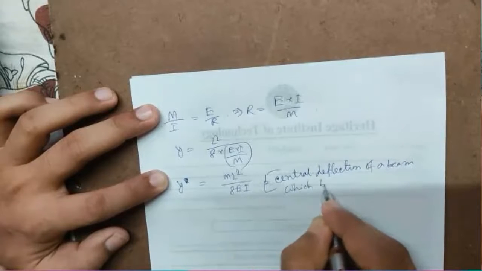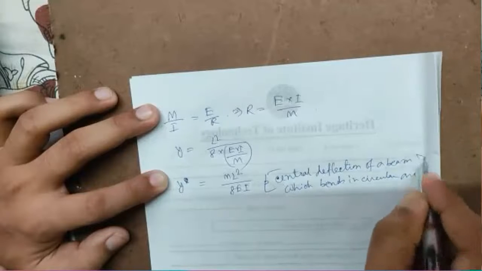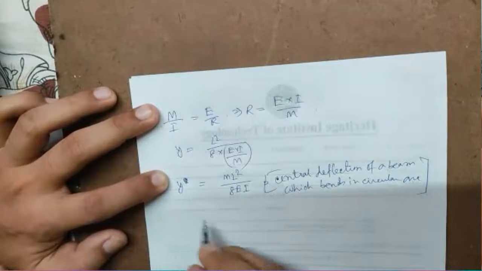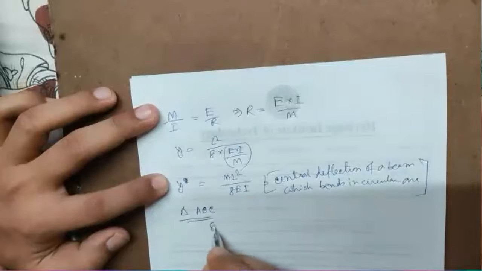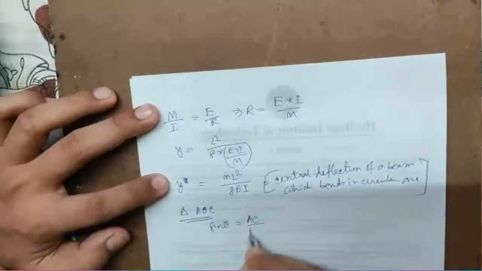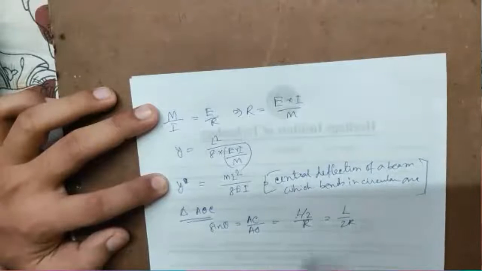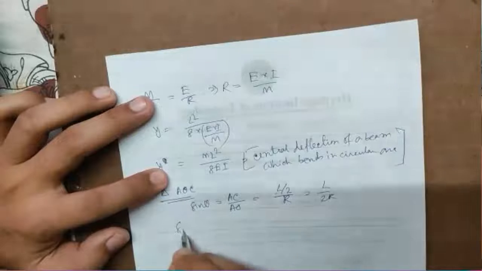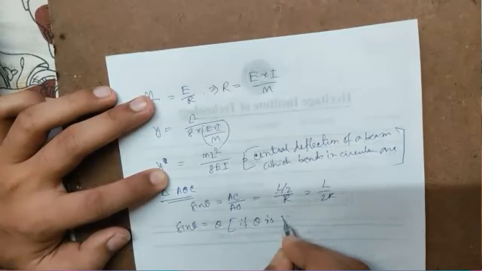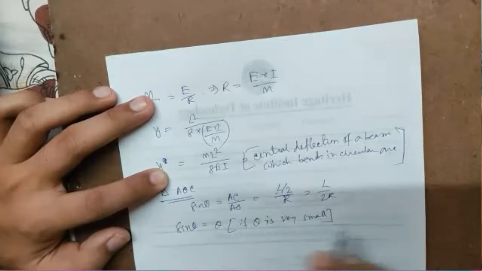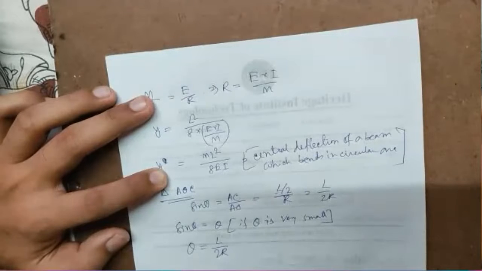which bends in a circular arc. And from triangle AOC we write sin theta equal to AC by AO is equal to L by 2 by R, that will be L by 2R. Now sin theta is equal to theta if theta is very small. Then we can write theta is equal to L by 2R.